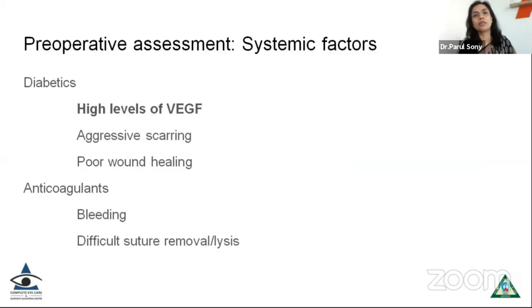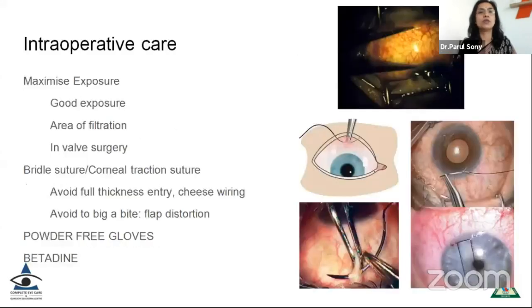Again, knowing if the patient is diabetic and what the systemic status of the patient is, is very important, because diabetics, we all know, have a very high level of VEGF, which can lead to aggressive scarring and poor healing, and they are more prone to develop infections also. If the patient is on anticoagulants, stop the anticoagulants a couple of days before surgery so that bleeding is minimized and the post-operative suture removal, either in the form of laser suturolysis or releasable suture, becomes much easier.